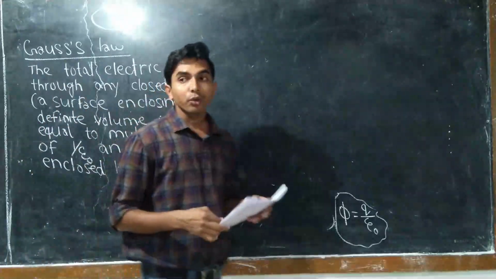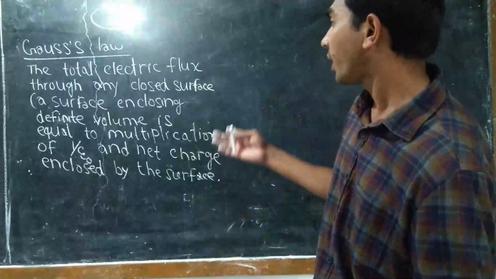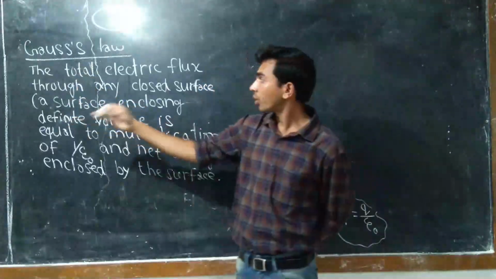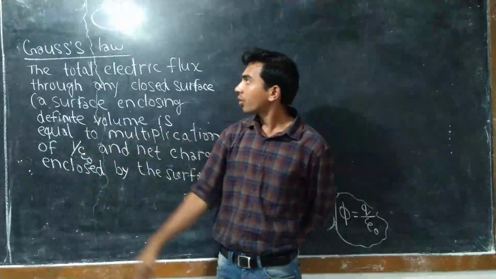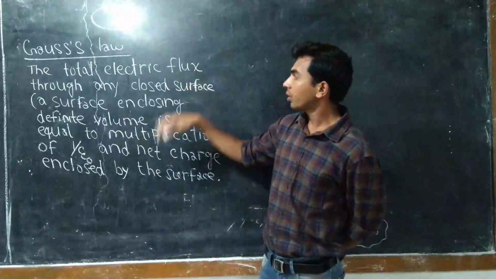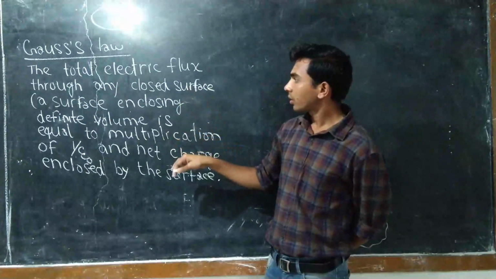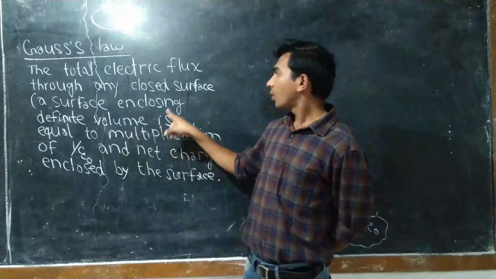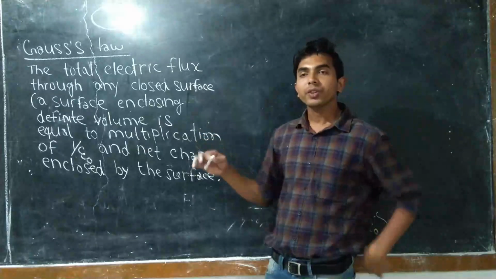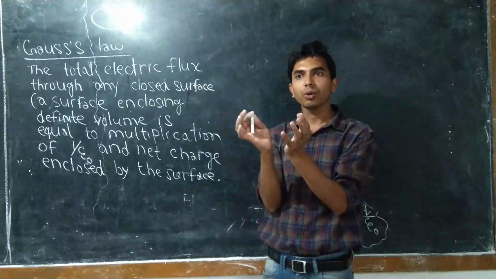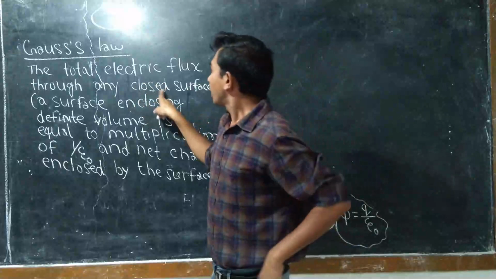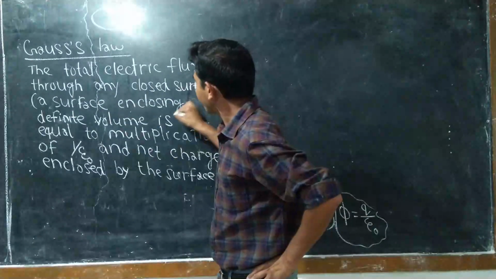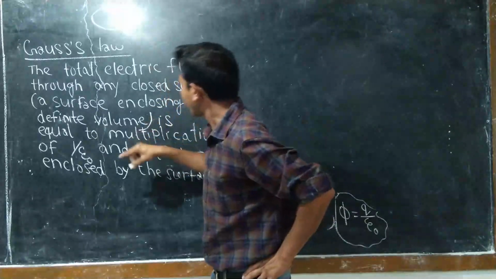So now you can see I have written the statement of Gauss law. What is the statement of Gauss law? The total electric flux through any closed surface. What do you mean by closed surface? A surface enclosing a certain amount of volume.